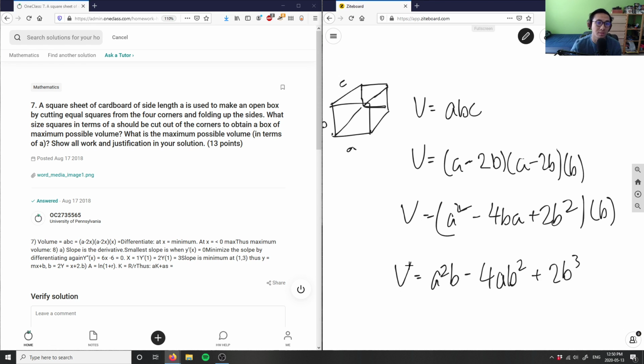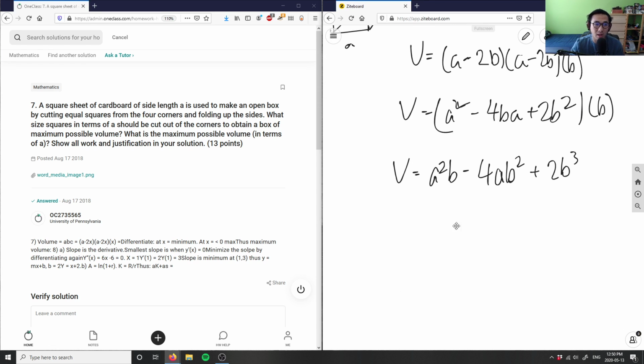What I'm going to have to do is take the derivative with respect to one of these variables, because I want to find the volume in terms of a. So I'm going to take the derivative dV over db here. Again, I'm looking at what size squares in terms of a should be cut out of the corners to obtain a box of maximal possible volume, and it asks what is the maximum possible volume in terms of a. So I'm taking the derivative with respect to b.